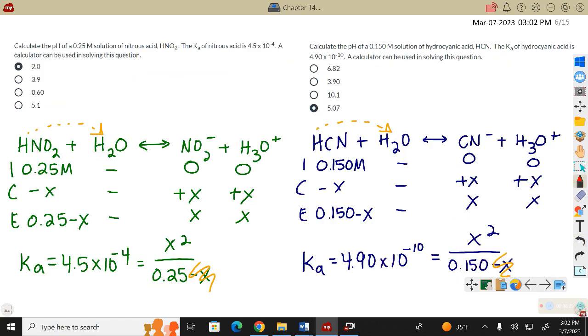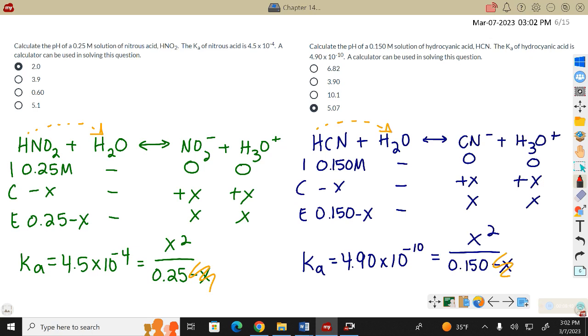Another ice table. This time we just want to calculate the pH of a weak acid. In order to calculate the pH of a weak acid, we need to be given the Ka. Because now I can set up my general equation. The acid is my hydrogen donor. I'll form hydrogen or hydronium along with the negative conjugate base.